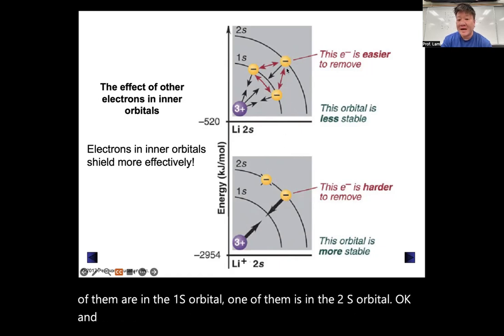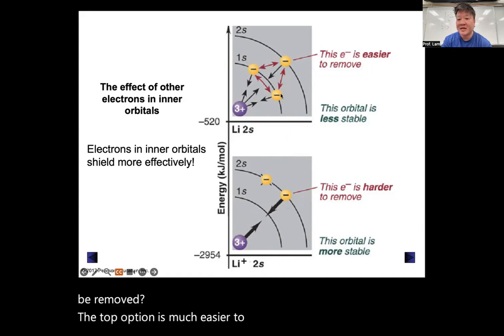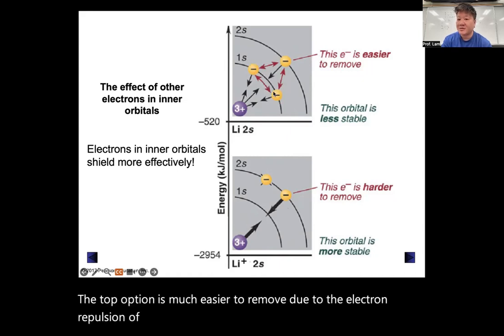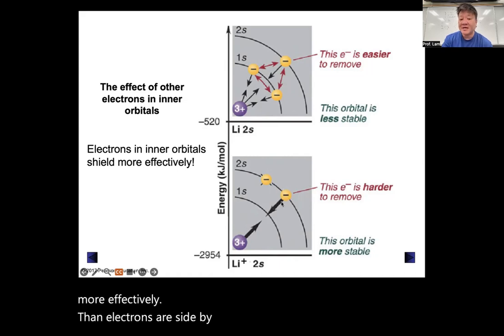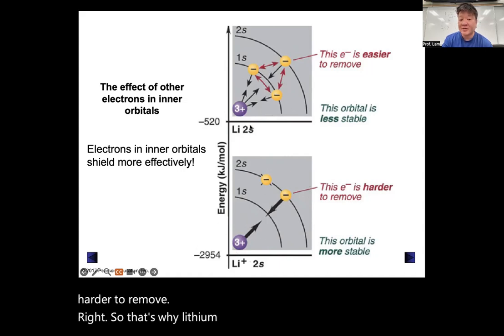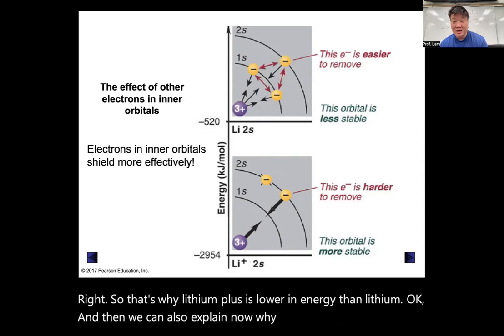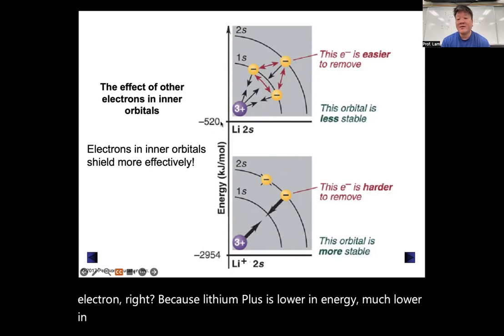And now we're comparing the outermost electron, how easy it is to be removed. The top option is much easier to remove due to the electron repulsion of the inner electrons. Okay, so inner electrons shield a lot more effectively than electrons that are side by side. Right? So this electron is much harder to remove. Right, so that's why lithium plus is lower in energy than lithium. Okay, and then we can also explain now why lithium likes to lose 1 electron. Right, because lithium plus is much lower in energy than a lithium neutral, right?